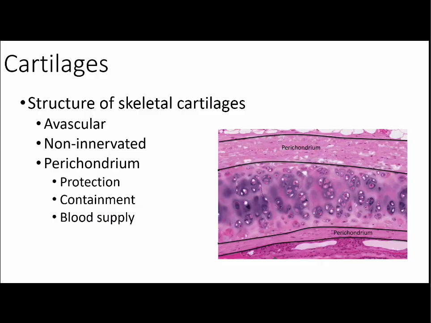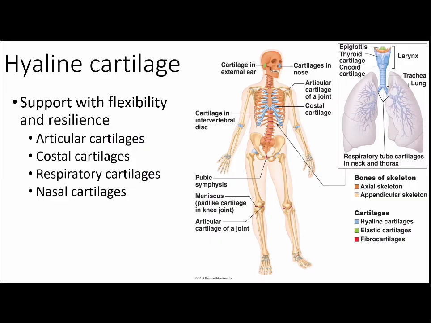We have our 3 types of cartilage that we also discussed in lab. That's our hyaline, elastic, and fibrocartilage. So our hyaline cartilage, that is actually the most abundant skeletal cartilage that we have in the body. And it provides support, but also allows there to be some flexibility and resilience to certain movements. And we have 4 types of hyaline cartilage in the body.